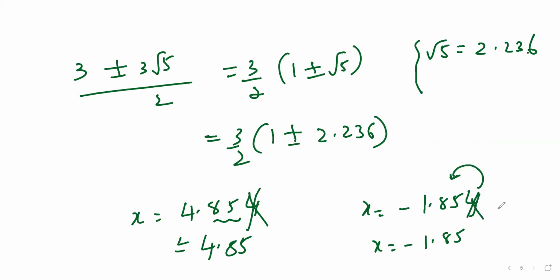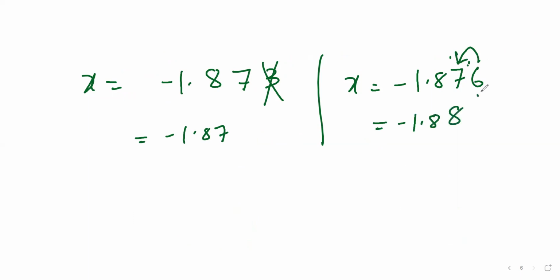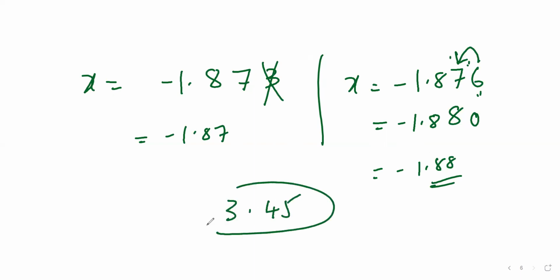But that's not required here, because even suppose it's x is equal to minus 1.873, you leave the 7 and it becomes minus 1.87. Suppose x is minus 1.876. Now 6 is more than 5. 5 or more than 5 means you'll be adding 1 here. So it's not redundant now. This 7 becomes 8. This 6 is of course 0. This is minus 1.88. This is the difference. You just have to be very careful how many decimal places you're going to solve up to. And if it is significant figures, if I say 3.45, so 3 significant figures.